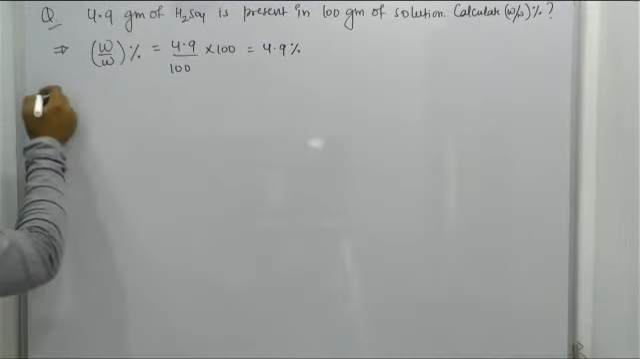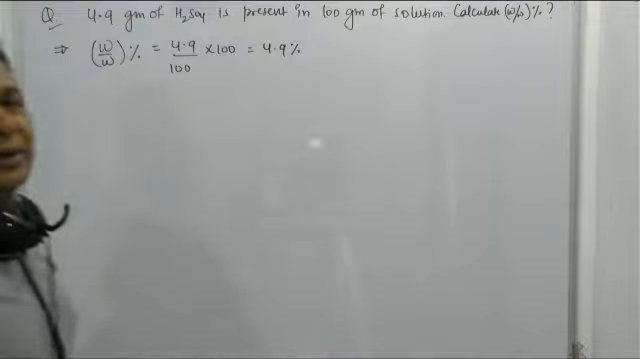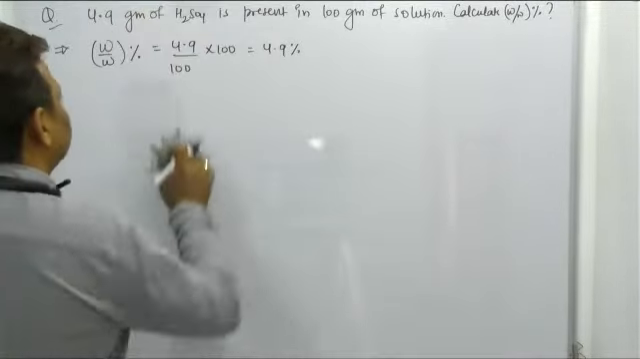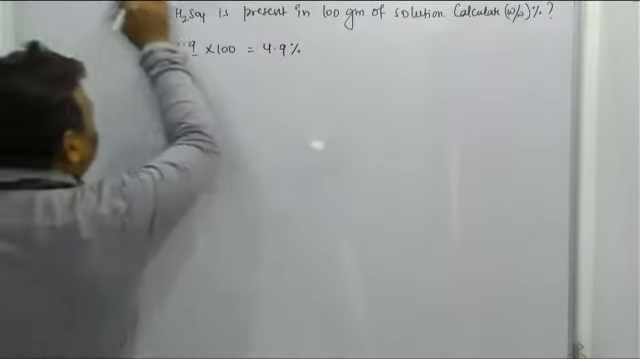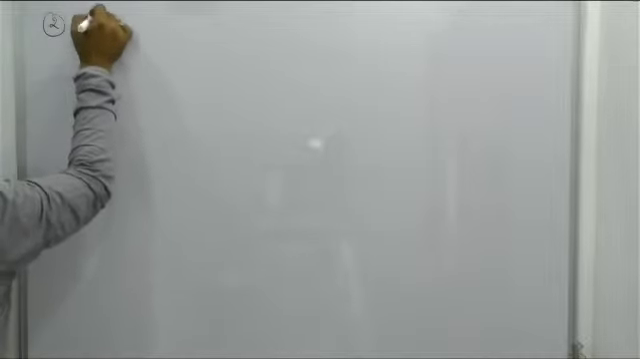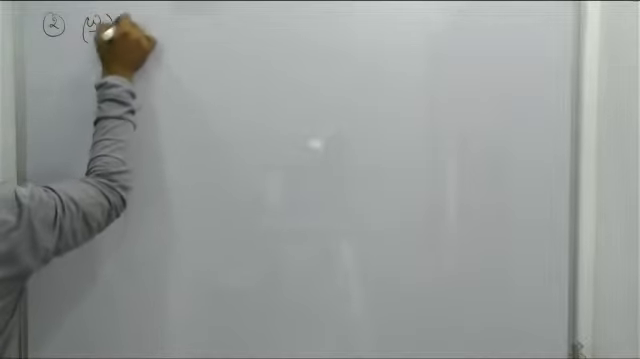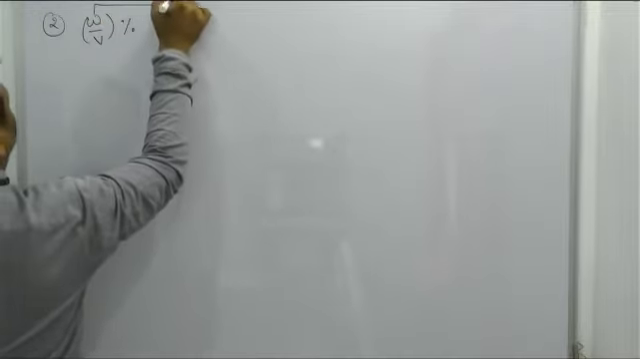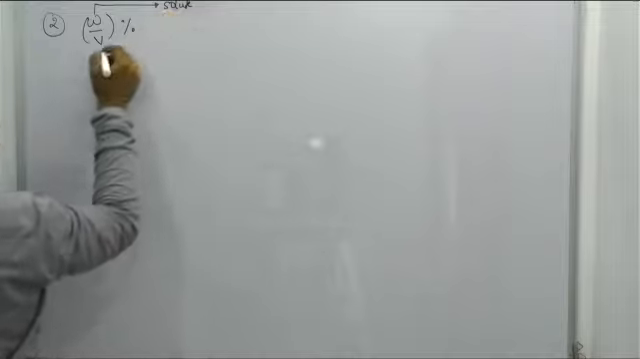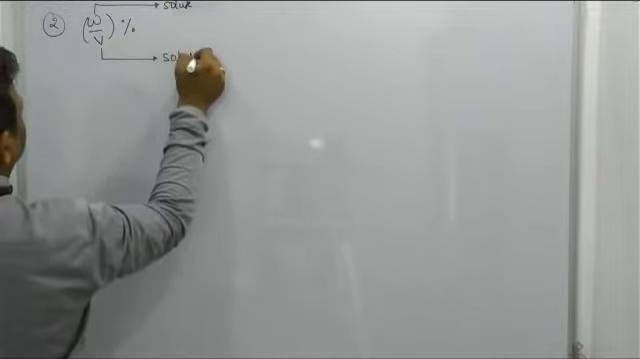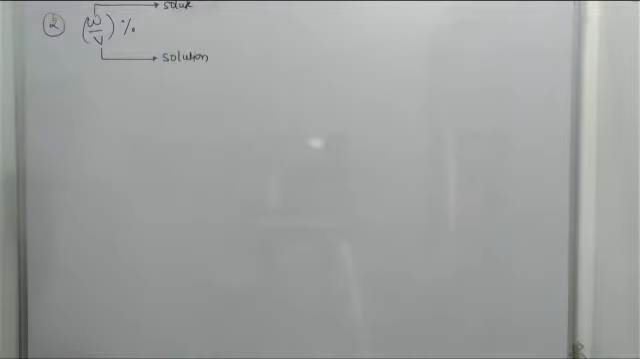This is the one example I have given for you, beta. It is W by W percentage. Now, other than W by W percentage, we'll go for W by V percentage also. Second one we'll see, beta. W by V percentage. These W indicates the solute, and W means the weight of solute in gram, and V indicates the solution, that is the volume of solution in ml.